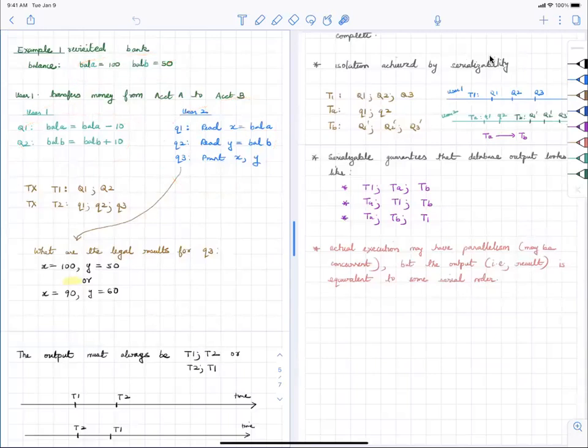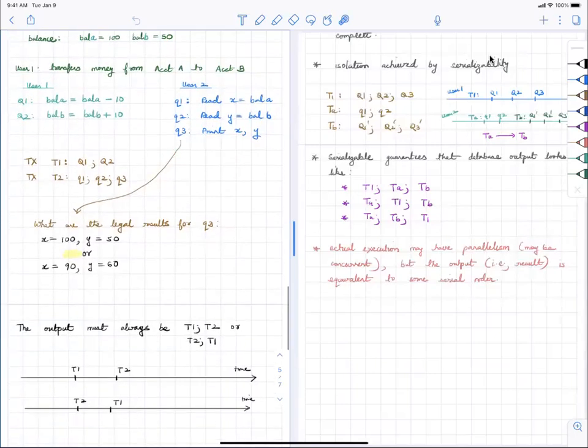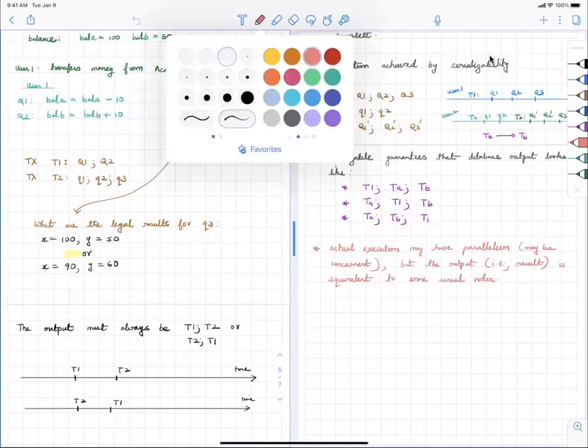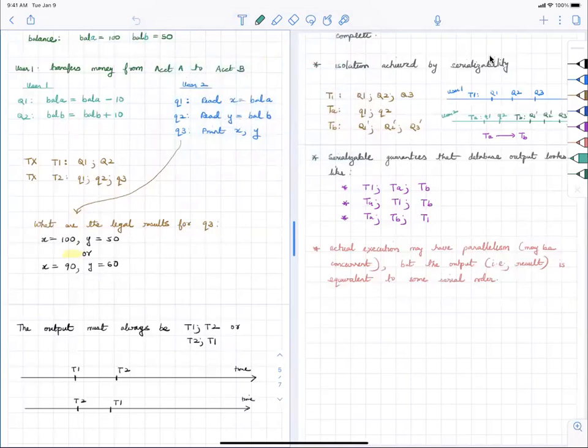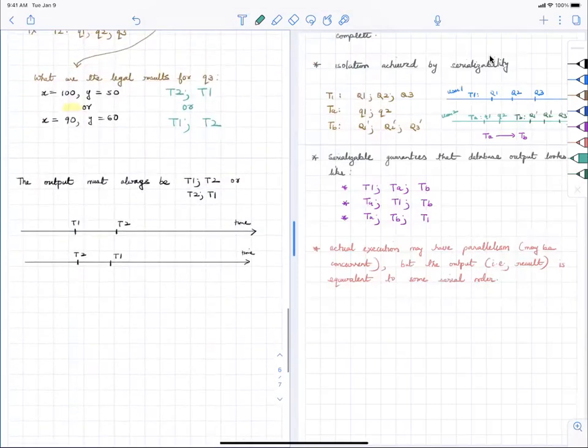And like I mentioned, these are the only possible orders that the output can have. So this 150 means that T2 happened first, followed by T1, or it could be T1 happened first and followed by T2. So that's what it means, that the output should always look like this. It does not mean that this is the only way. Maybe the reality may not have been like this. The reality might have been like this.